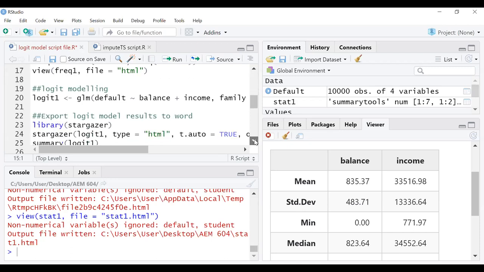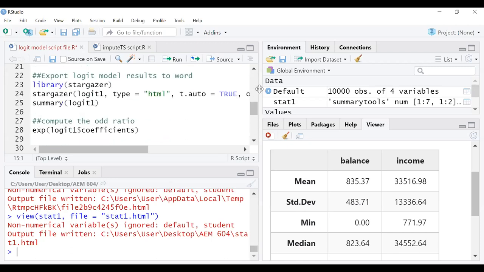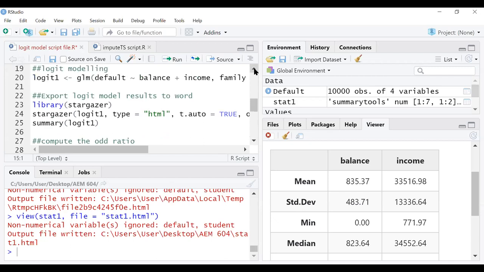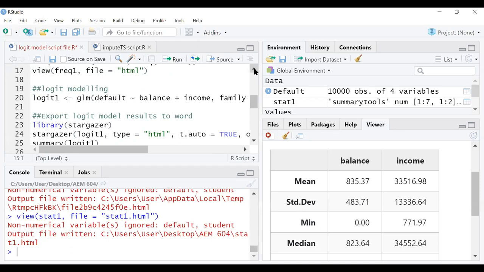So let's move now. Let us now run our logit model. To run a logit model, you use generalized linear model, GLM. That's what we normally use. So here I call it logit one. You can call it whichever name you like, GLM. This default is my dependent variable, that is yes or no, I default or not. The dependent variable must be binary. Don't forget it. It's either yes or no. I have it, I don't have it. I adopt, I don't adopt.